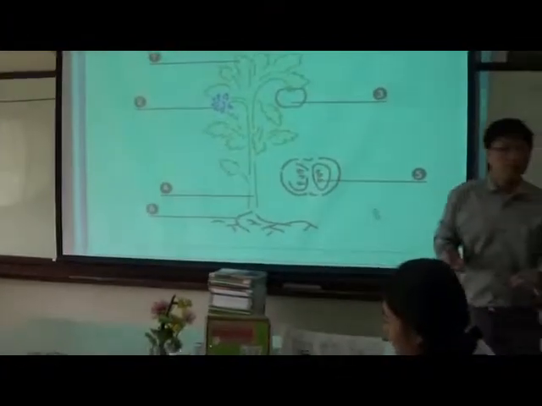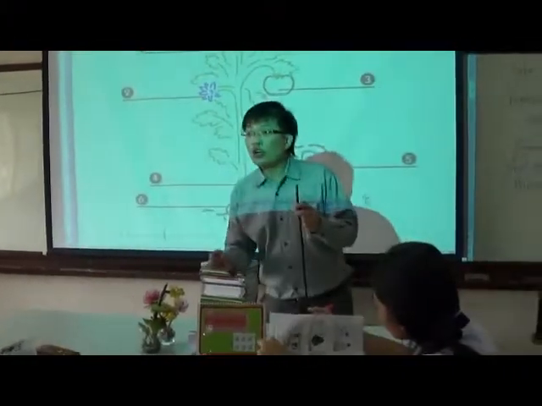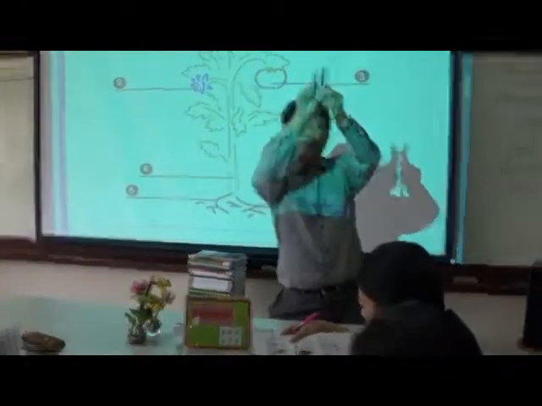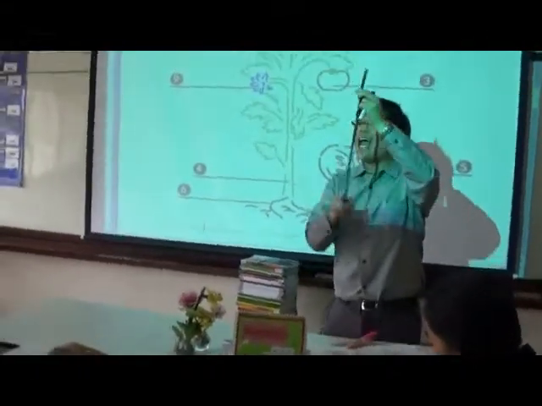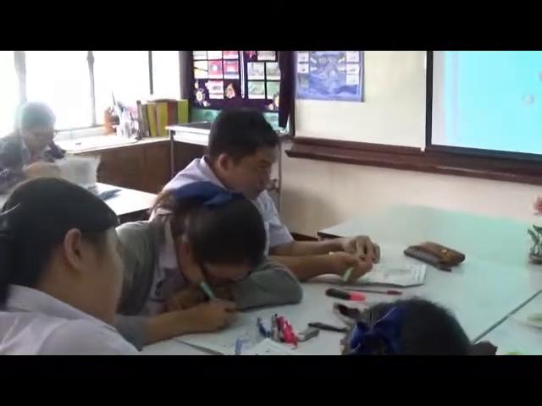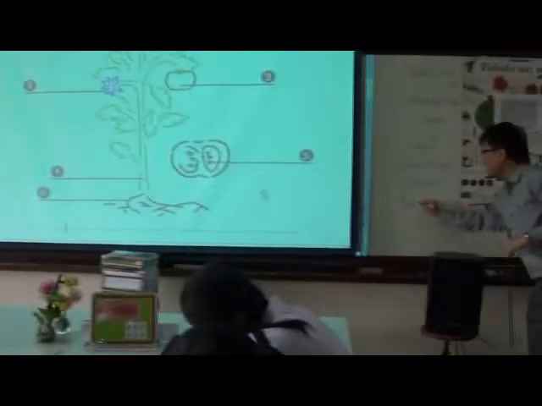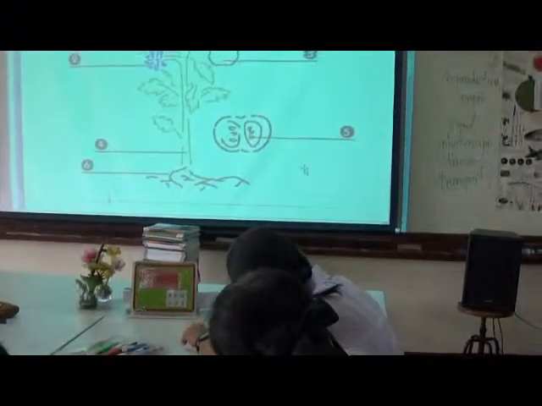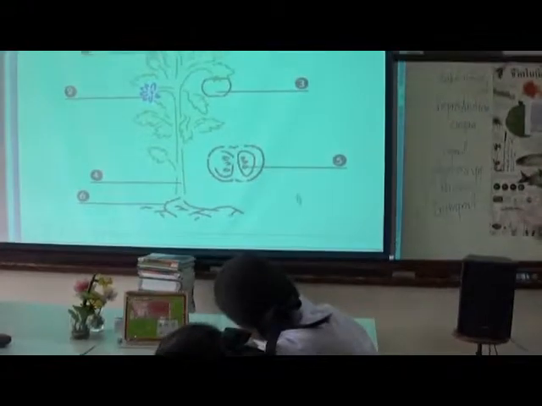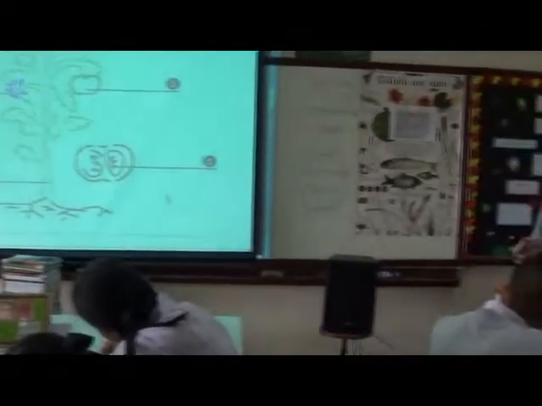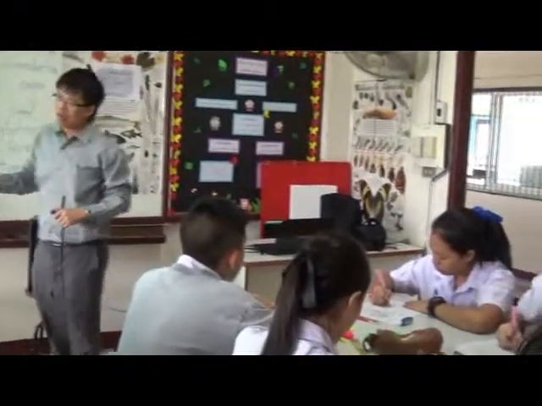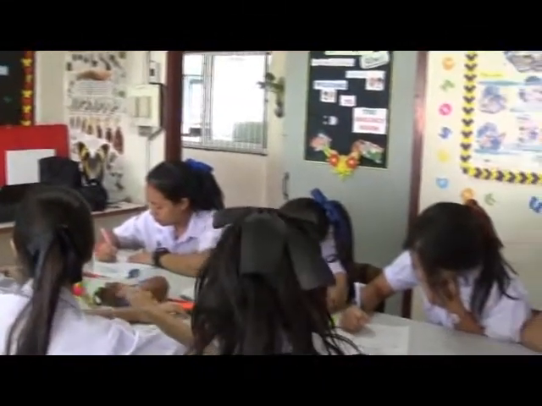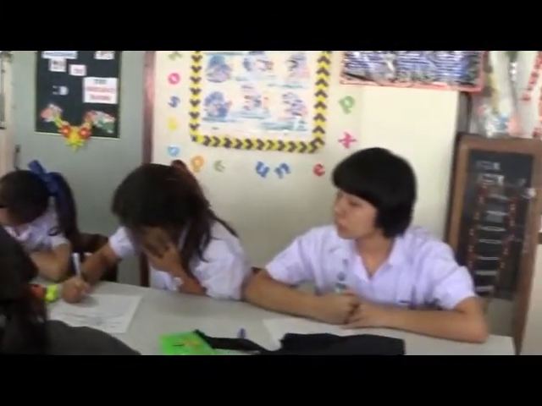What is the function of stem? To transport. It has xylem and phloem. To transport. T-R-A-N-S-P-O-R-T. To transport because it has xylem and phloem. In other plants, they have the same xylem and phloem in the stem.